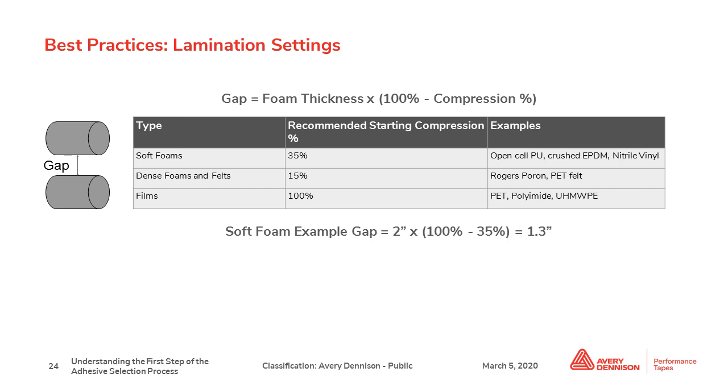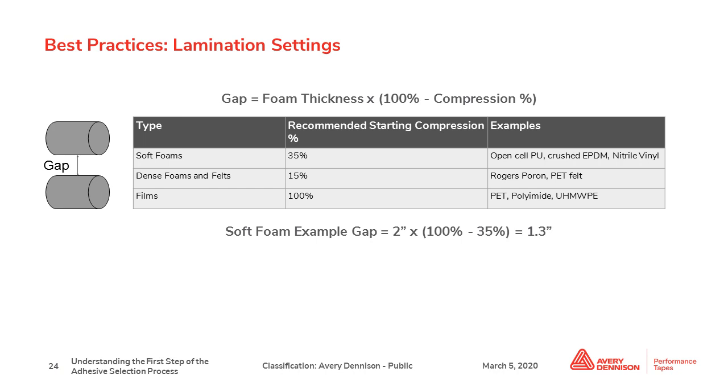Then the next step that we like to recommend for gap thicknesses, we like to divide it into 3 different categories. So first up, we have the softer foams. These are foams you can grab with your hand. You can kind of squeeze and compress a fairly good amount. And for those types of foams, we recommend that you compress it by about 35%. Some examples of the foam types would be open cell polyurethanes, EPDMs, or nitrovinyls.